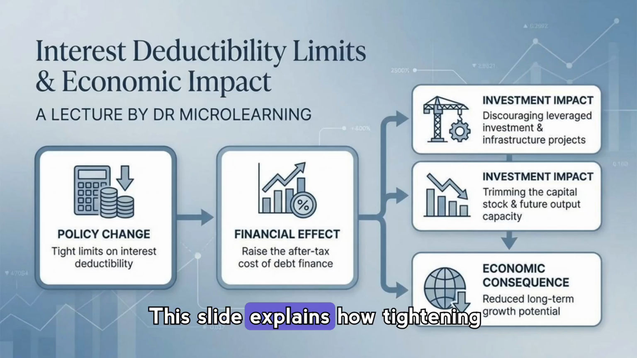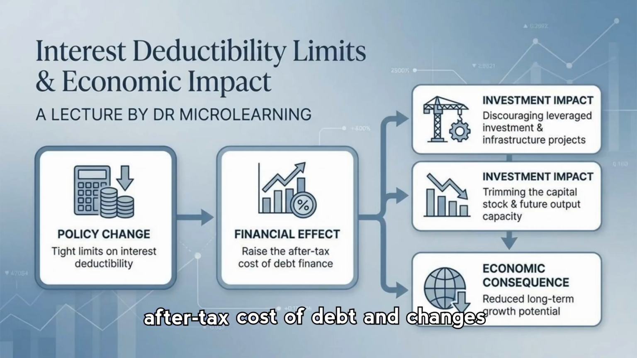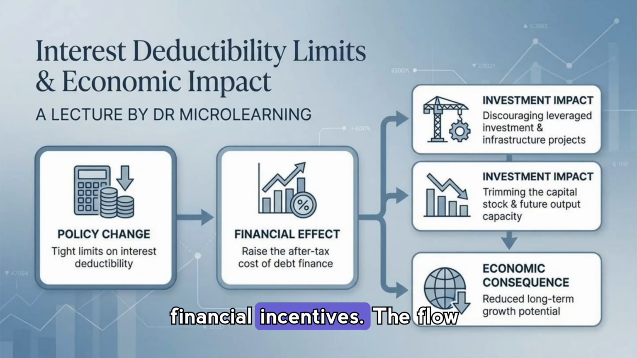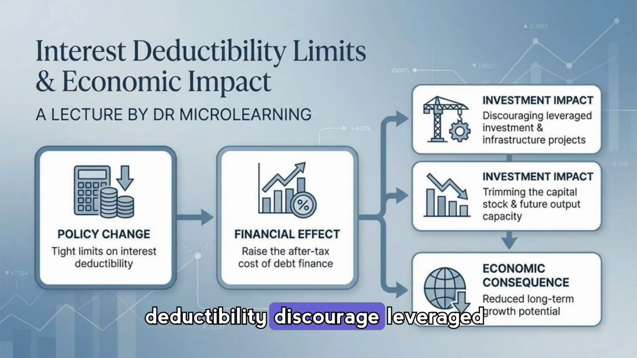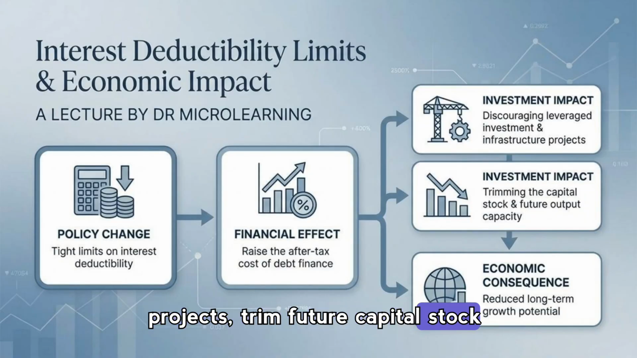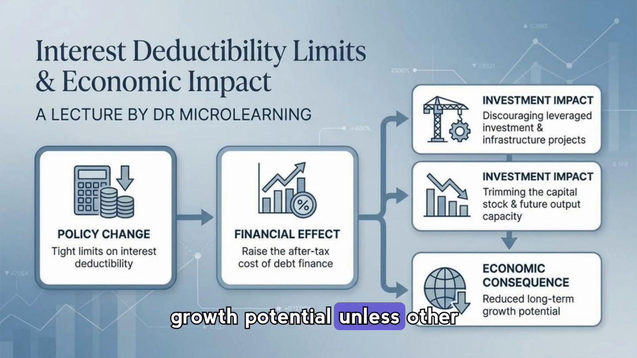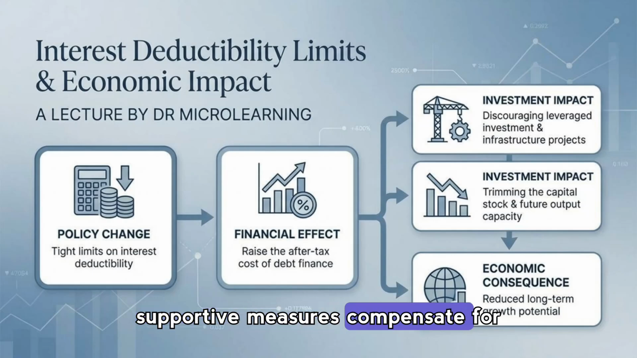This slide explains how tightening interest deductibility raises the after-tax cost of debt and changes financial incentives. The flow diagram shows that limits on deductibility discourage leveraged investment and infrastructure projects, trim future capital stock, and ultimately reduce long-term growth potential unless other supportive measures compensate for the effect.